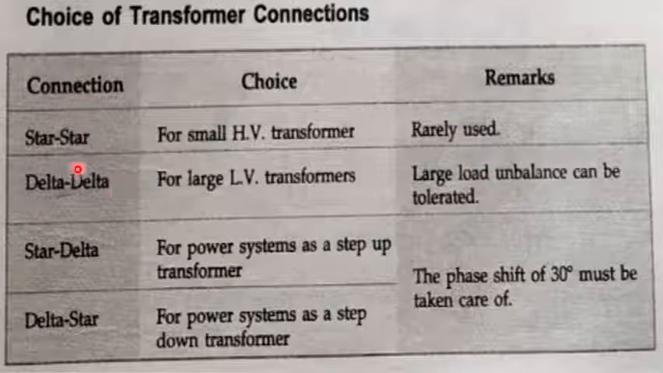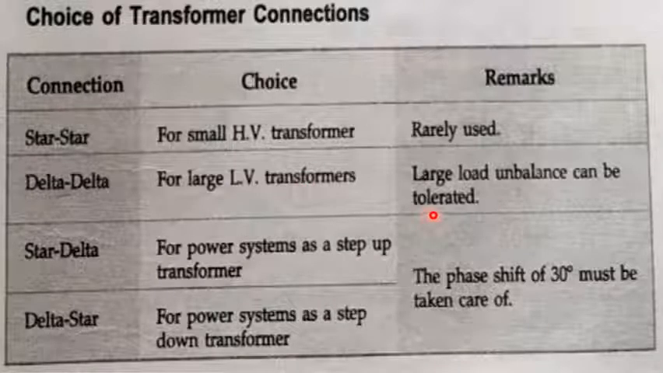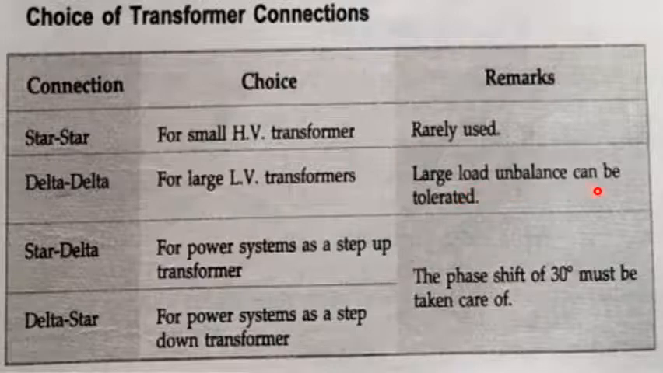And the second configuration is delta to delta. This can be chosen for large low voltage transformers. Here, large load unbalance can be tolerated. Because of the delta fashion, the third harmonic can be suppressed here, so unbalancing will be avoided. Since large load unbalance can be tolerated, it can be controlled for this connection.